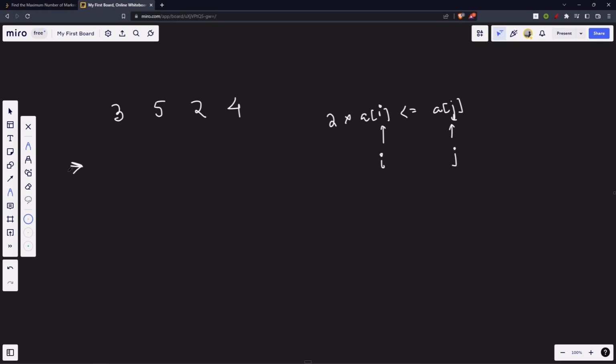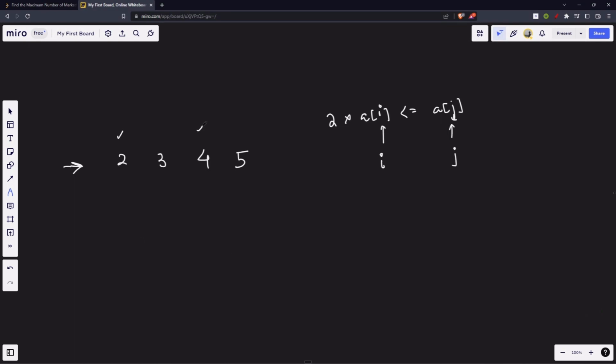So what will be the sorted order of this array? 2, 3, 4 and 5. Now it becomes easier for us to look and understand, right? So for 2 we can have these values: 2 times 2 is 4, and 4 is less than or equal to 4 and 5. So what are we going to do? Let's place our first pointer here, and let's put our second pointer here, that is the starting position of our second half of the array.